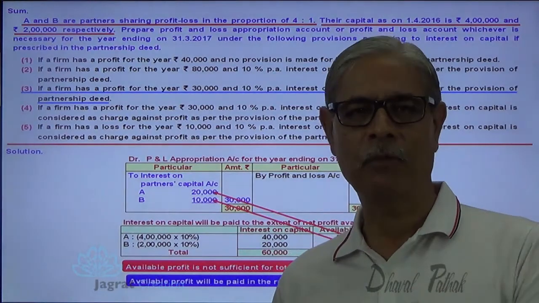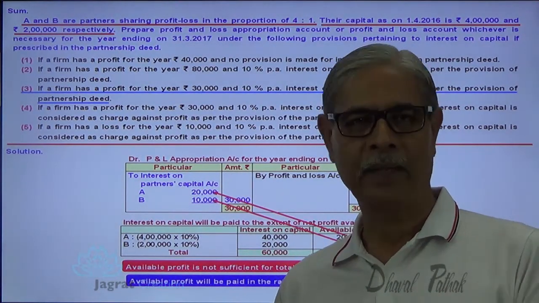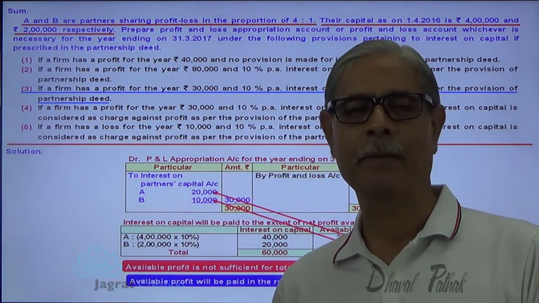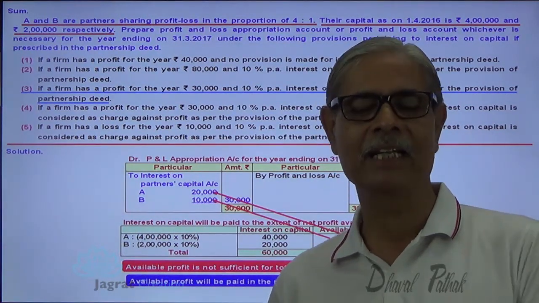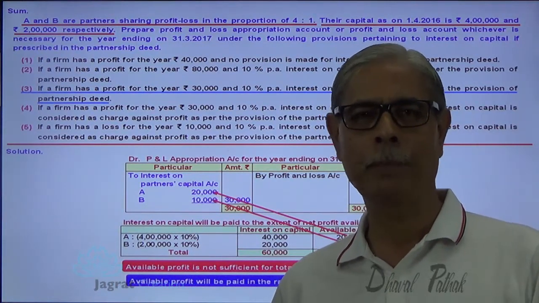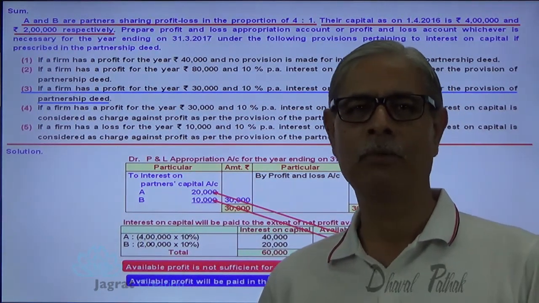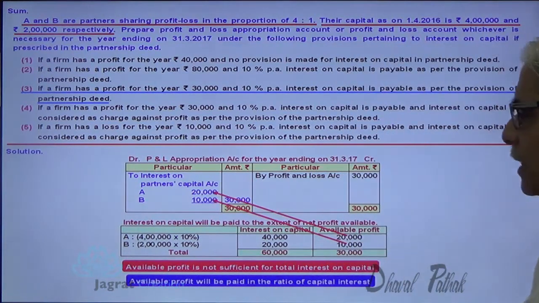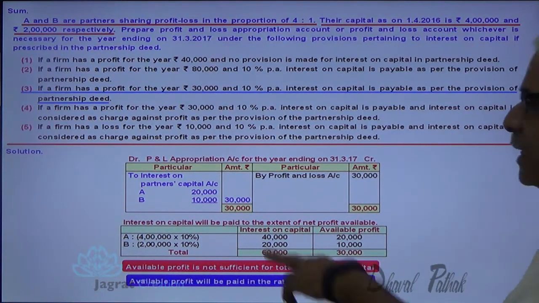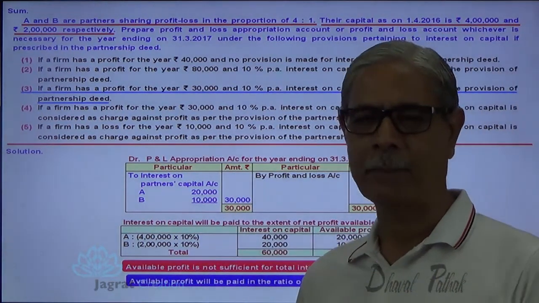So if the profit is not sufficient to pay the total amount of interest on capital, and interest on capital is not considered as a charge against profit, in such a situation, the interest on capital should be paid to the extent profit is available. So this is an important explanation in case of the third option. Now fourth option. This interest on capital will be credited to the partners' capital account.